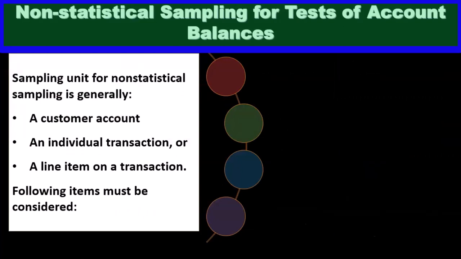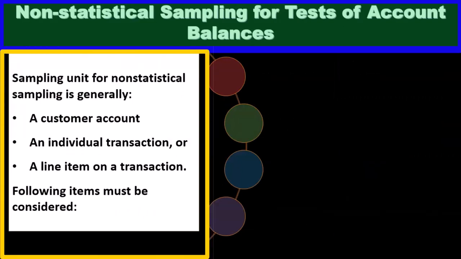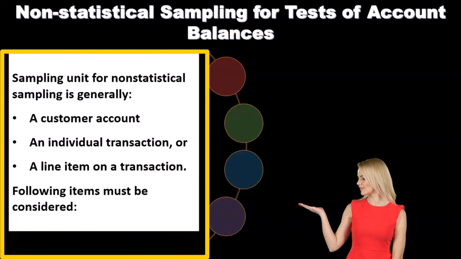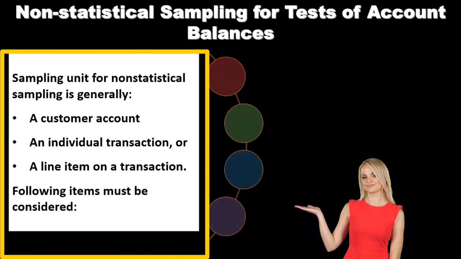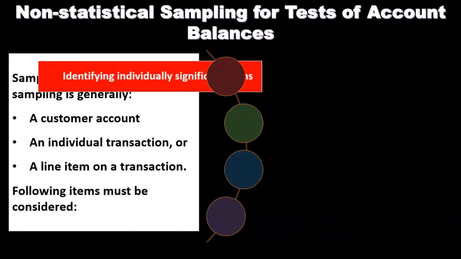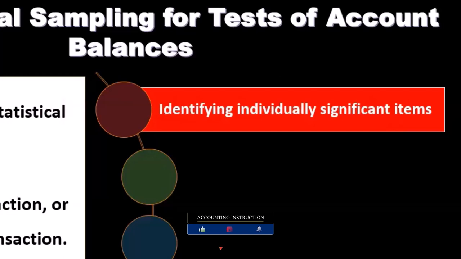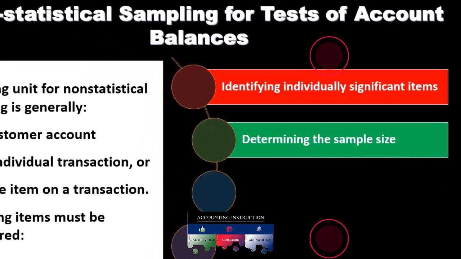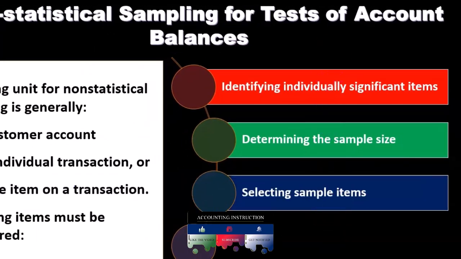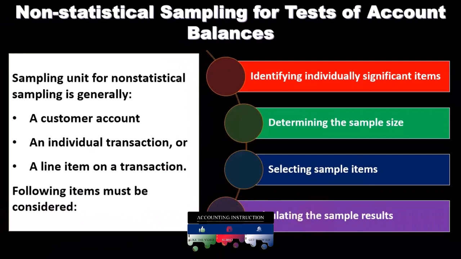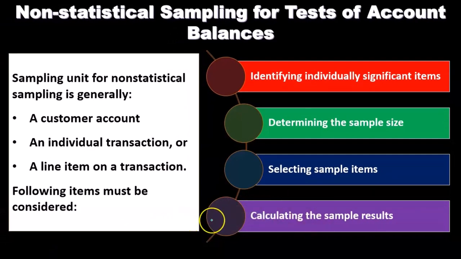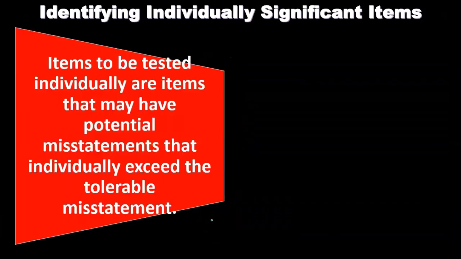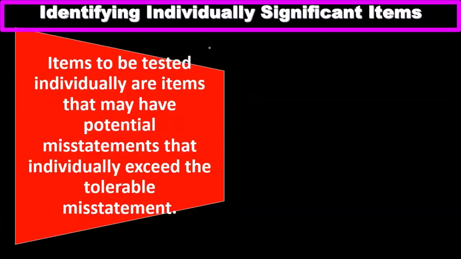Sampling unit for non-statistical sampling is generally a customer account, an individual transaction, or a line item on a transaction. The following items must be considered when we're thinking about non-statistical sampling. Identify individually significant items. So we're going to consider those items that are individually significant. We'll talk more about that shortly. Determining the sample size, selecting sample items, and calculating the sample results. We'll look at some of these items in more detail now, starting with identifying individually significant items.